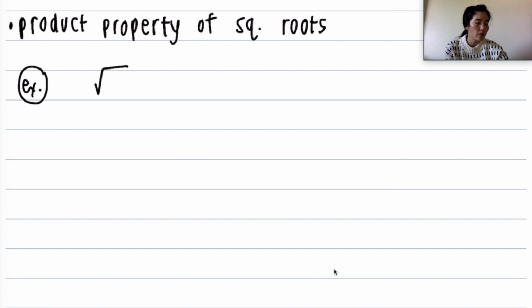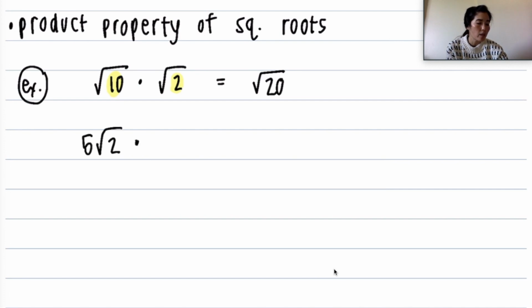Let's say we had the square root of 10 times the square root of 2. What you're going to do is multiply the terms that are in the same place. So for example, 10 is underneath the square root, and 2 is underneath the square root. And so you would multiply those together. You would end up getting the square root of 20. For example, let's say I had 5 rad 2 times 4.